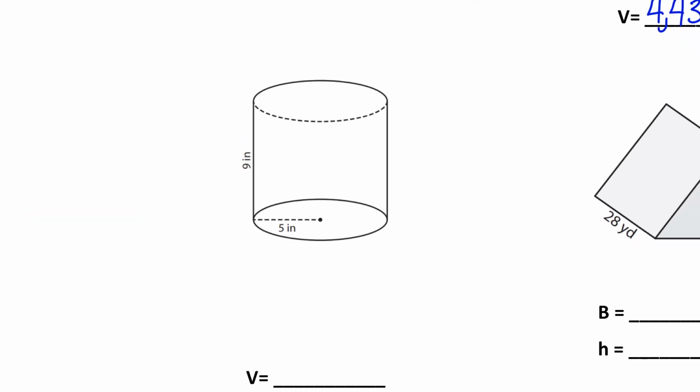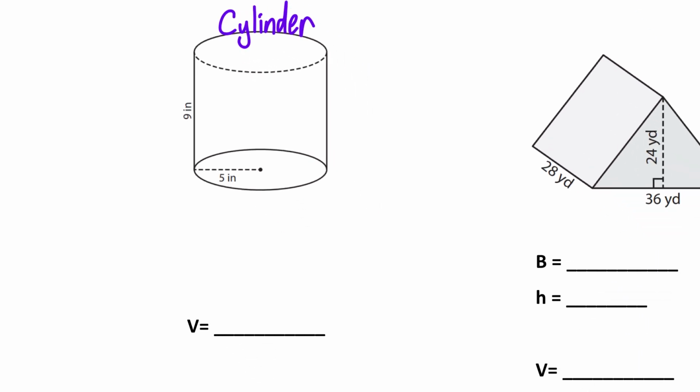Okay, what is this thing? Cylinder. This is a cylinder. So we're going to do pi times r squared times h. Very simple. Which is 706.86.